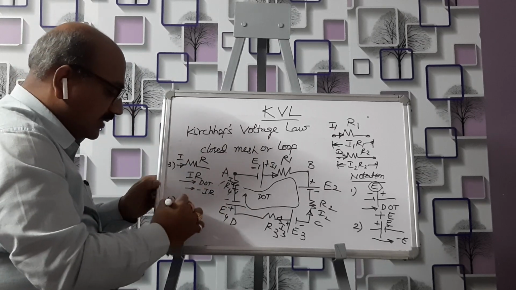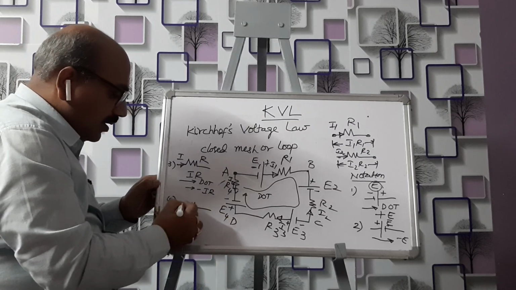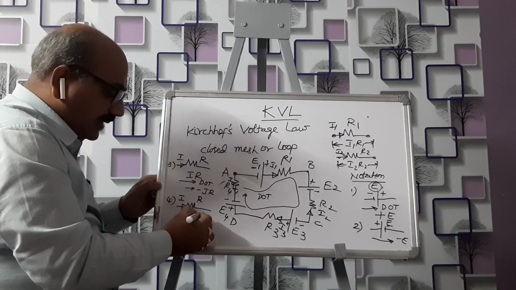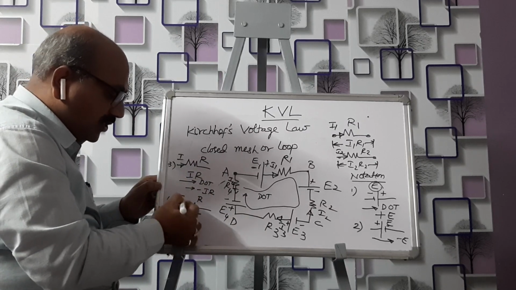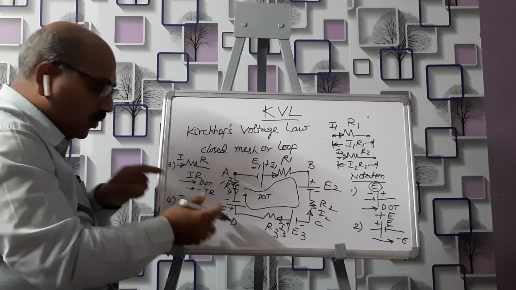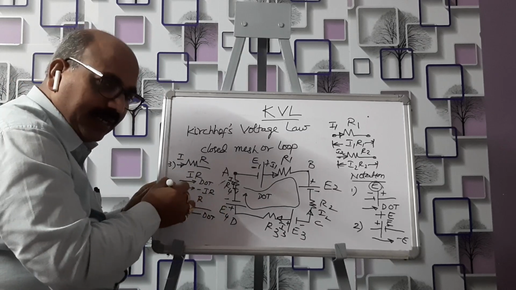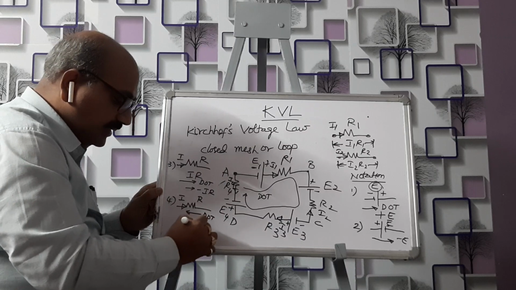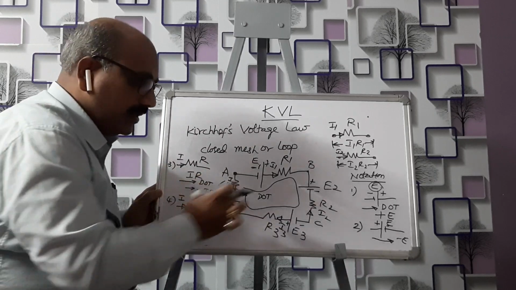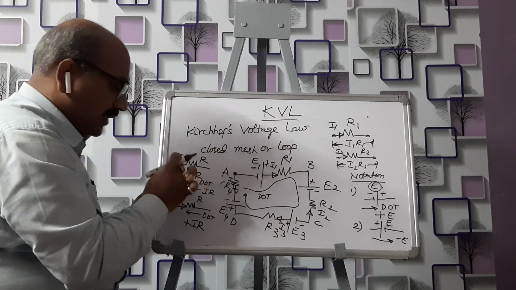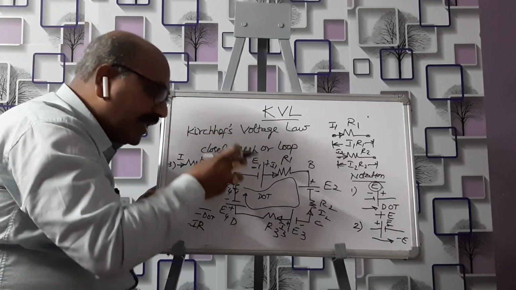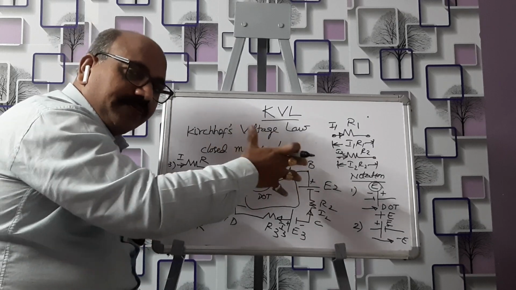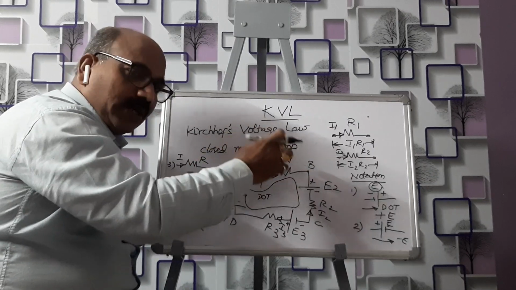The fourth rule is, suppose the flow of current is in this direction and the direction of travel is in opposition to it. If both the actual current and the direction of travel are in opposite directions, then the drop is taken as a positive drop. Is it clear? Rule 1, Rule 2, Rule 3, Rule 4. First familiarize yourself with these four rules, then you can easily apply Kirchhoff's voltage law to any closed mesh.